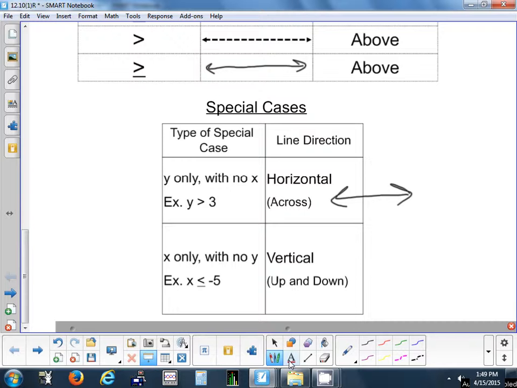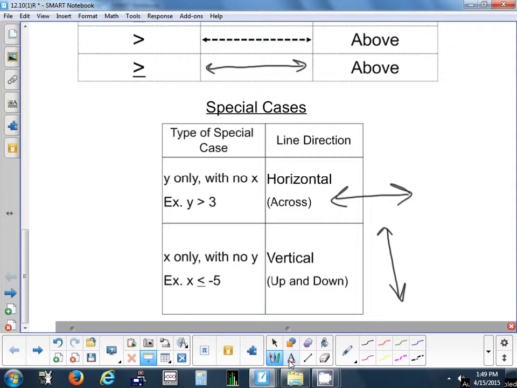Mr. Hager, is there anything you wanted to add to that? I think just to shade either to the right or to the left for the vertical case. Okay, so we got this one, and then we got x only. Here's an example, right? There's no y in it. My line's going to go up and down.